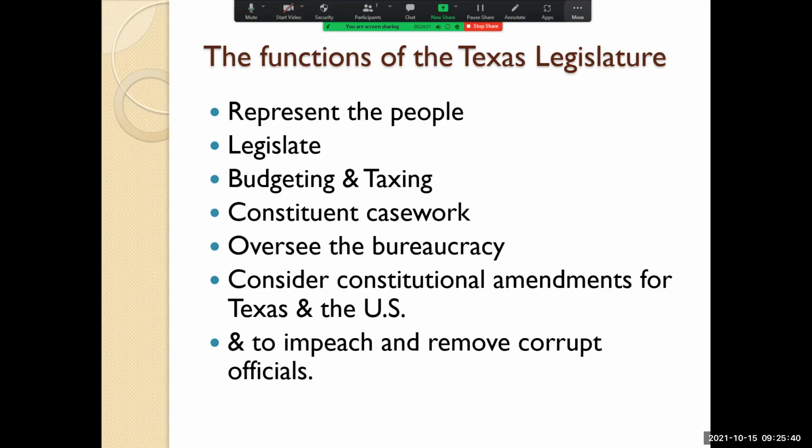The next function that the legislature fills is one that has to do with constitutions. The Texas legislature has a role to play explicitly in both how we amend the U.S. Constitution and the Texas Constitution.